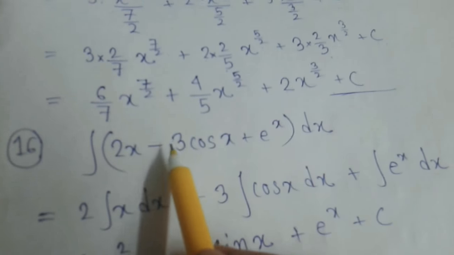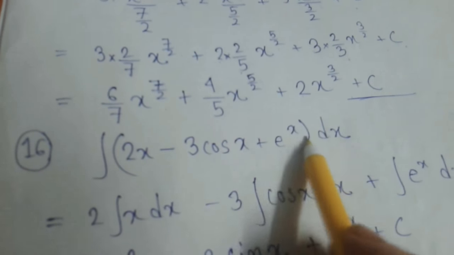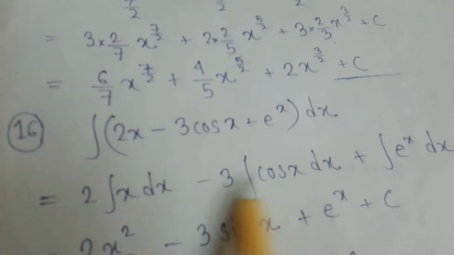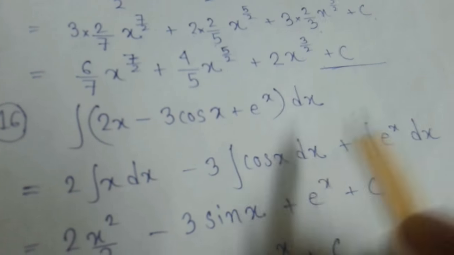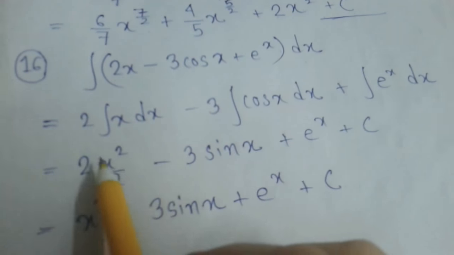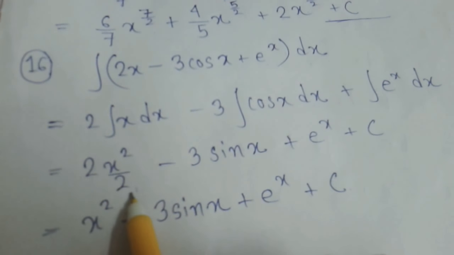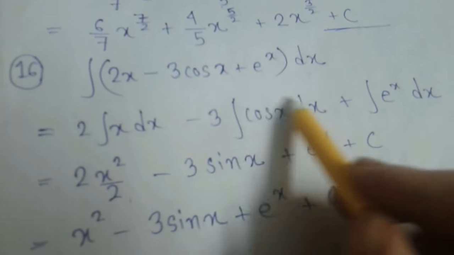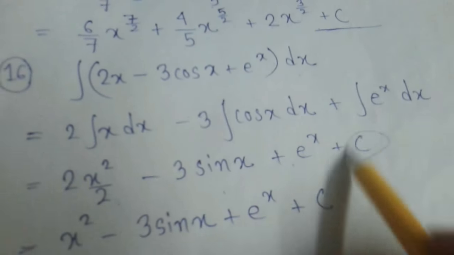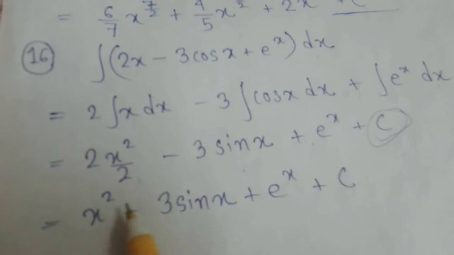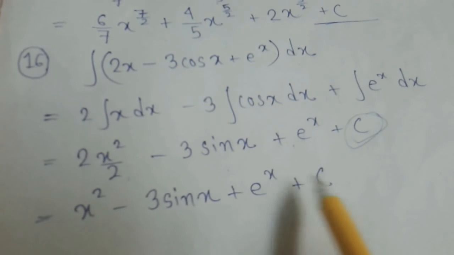Next, integration of 2x minus 3 cos x plus e to the power x into dx. We separate it, equals 2 into integration of x dx minus 3 into integration of cos x dx plus integration of e to the power x dx. The integration of x is x square by 2, equals 2 into x square by 2 minus 3 into the integration of cos, sin x, plus the integration of e to the power x, e to the power x, plus c constant, that is equals x square minus 3 sin x plus e to the power x plus c.